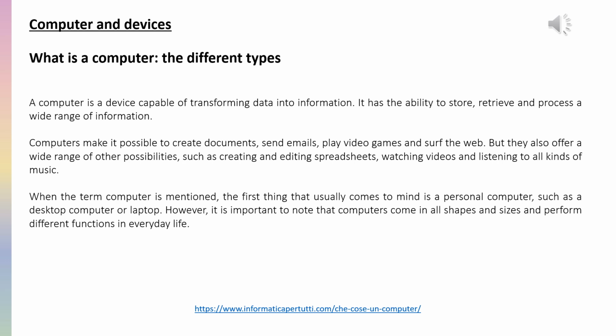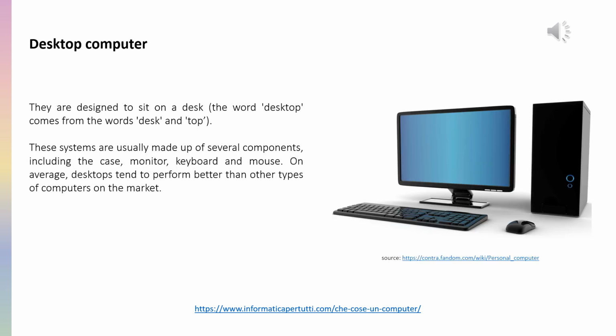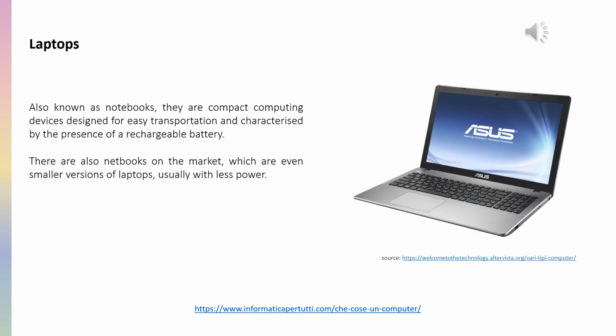When the term computer is mentioned, the first thing that usually comes to mind is a personal computer, such as a desktop computer or laptop. However, it is important to note that computers come in all shapes and sizes and perform different functions in everyday life. Desktop computers are designed to sit on a desk. The word desktop comes from the words desk and top. These systems are usually made up of several components, including the case, the monitor, keyboard, and mouse. On average, desktops tend to perform better than other types of computers on the market.